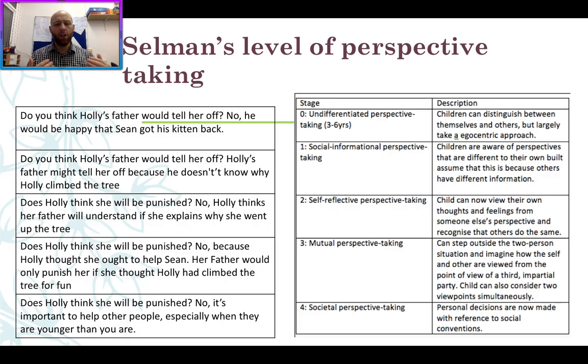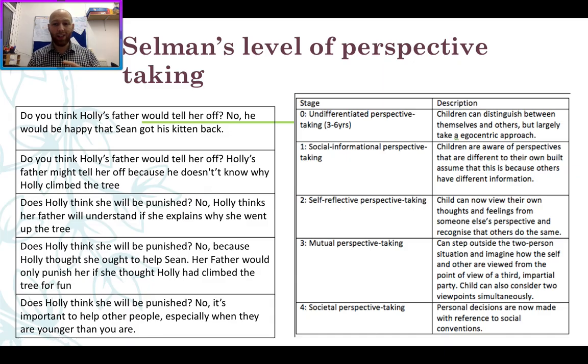So at this point in the 3 mountains task, the child knows that the person on the other side can see something different, and the reason why they can't see what they're seeing is because they have different information. So do you think Holly's father would tell her off? Now they work out that Holly's father might tell her off because he doesn't know about the kitten. So actually they're putting themselves into the position of Holly's dad and saying, well, he might do this because he lacks information.